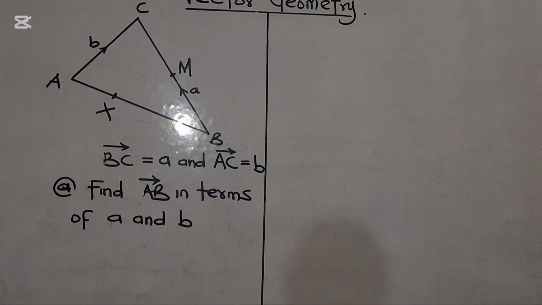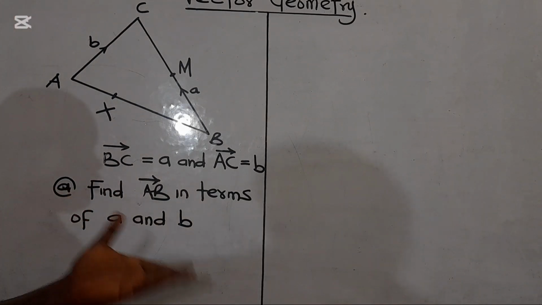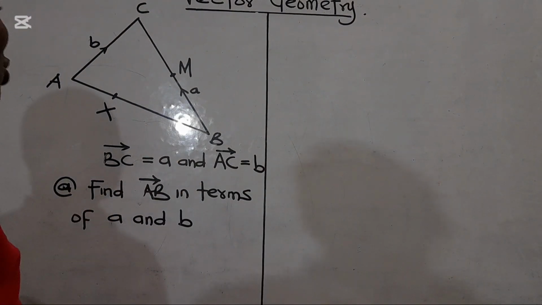Now let's look at this question. Part A of the question is an IGCSE question. That's the triangle there. It says line BC is represented with A, and AC is represented as B. They say find AB in terms of small letter A and small letter B. So let's look at part A of the question. Let's solve it on our board. We're going to write the second question down.